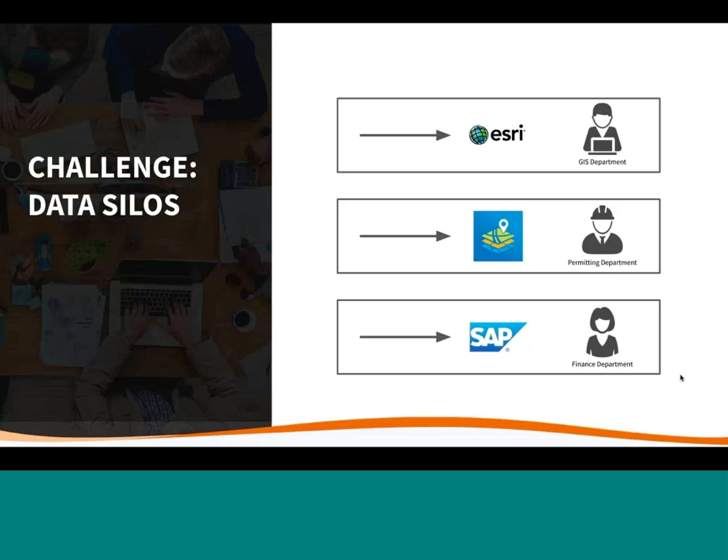Within a city, the GIS department is using Esri, the permitting department is using CityWorks, and the finance department is using SAP. So with data confined to these silos, there is a challenging business impact. Firstly, decision makers don't have access to the full picture. Time is spent performing repetitive administrative tasks with an increased chance of human error. And IT teams are spending their time writing and maintaining these point-to-point scripts to integrate these systems.